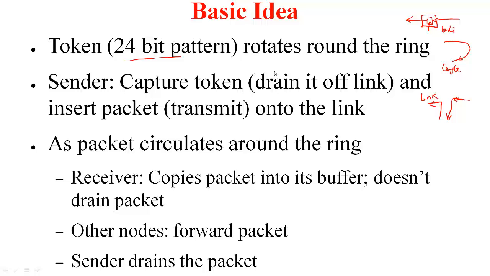As this frame circulates around the ring, nodes that are not the receivers are just going to receive the bits and put them back onto the ring again. But if the node is a receiver, it is going to copy this packet. So you are receiving the bits, you are putting them back on the ring, but at the same time you are also making a copy of the bits because you are the receiver for this particular frame. A point to note here is the receiver does not remove or drain the packet from the ring. It is the responsibility of the sender itself.